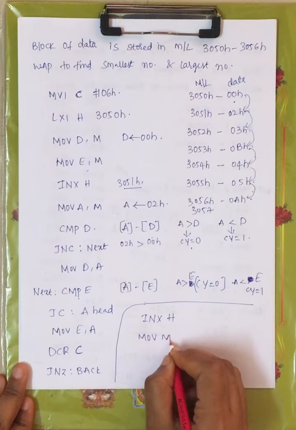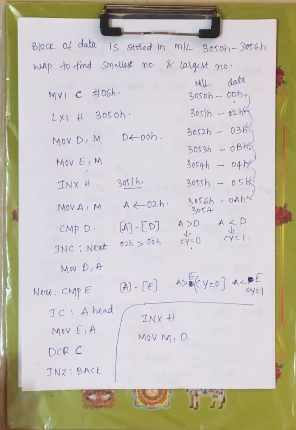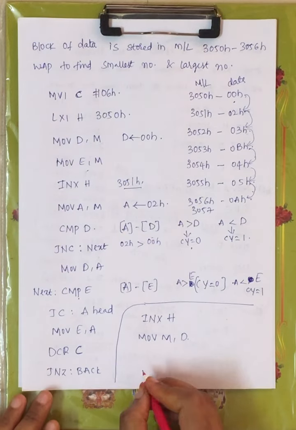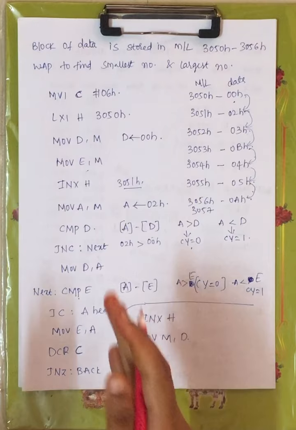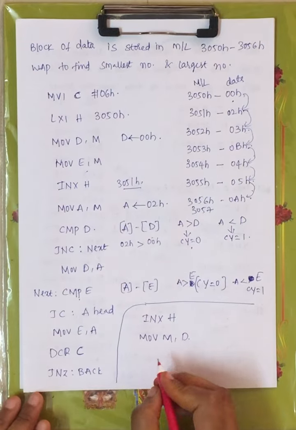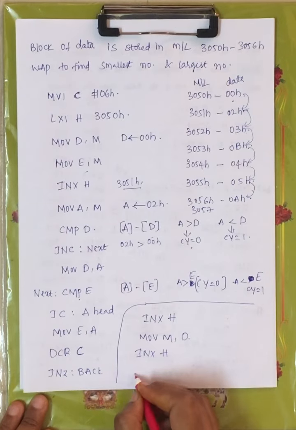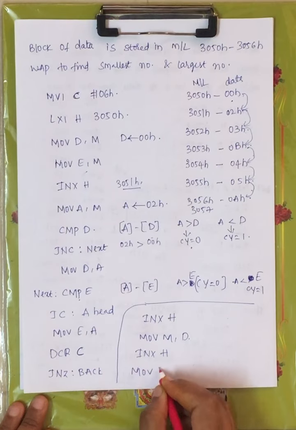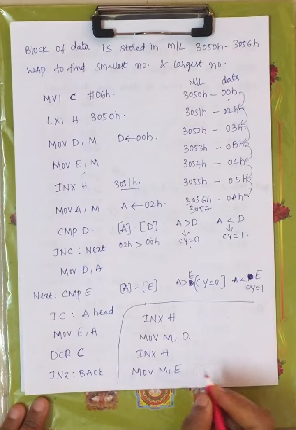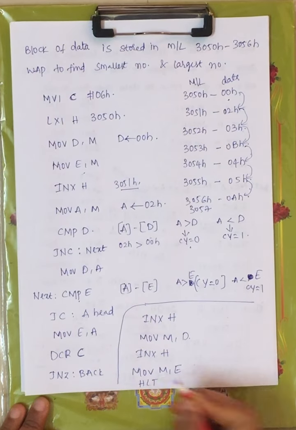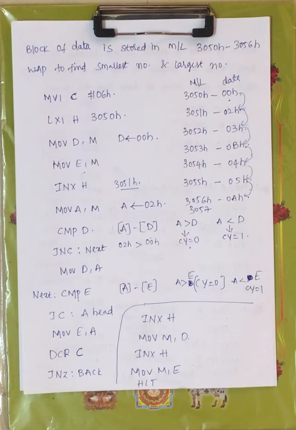Move M comma D. That means to the D register I am storing the lowest number, to the E register I am storing the highest number, right? How this is followed I will explain now. Let me write the program before it. Now increment H, right? Increment H, move M comma E, halt operation, right? To the next memory location.